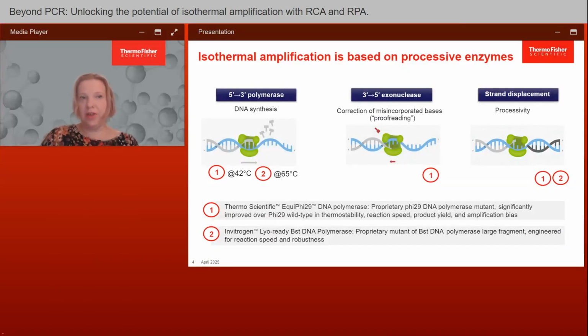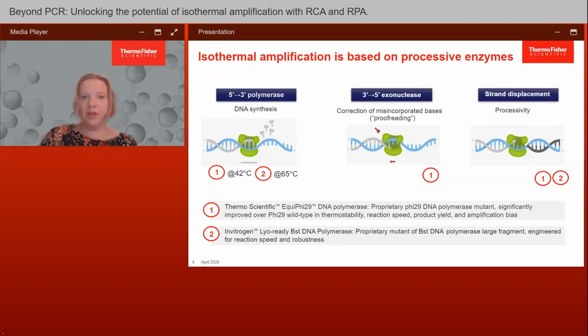Isothermal means that there is constant temperature, there is no heat to separate DNA strands. For this reason, polymerases used for isothermal amplification have to be able to separate DNA strands. This activity is called strand displacement. And polymerases that possess strand displacement activity are so-called processive polymerases when they can synthesize fragments without dissociating from the template. There are two types of polymerases used for isothermal amplification. The first is Phi29 polymerase, and its engineered version we have, EquiPhi29.